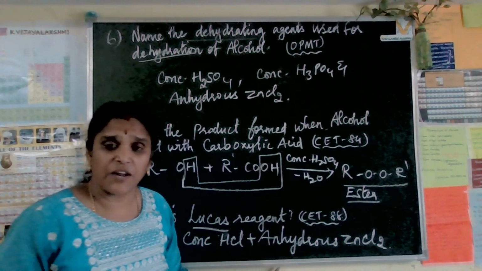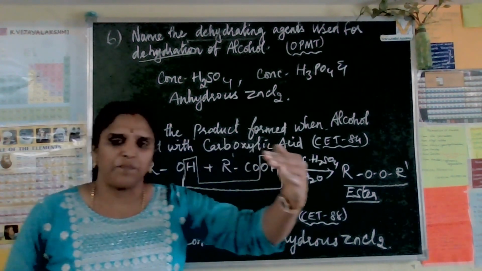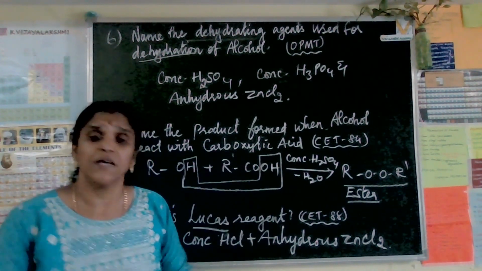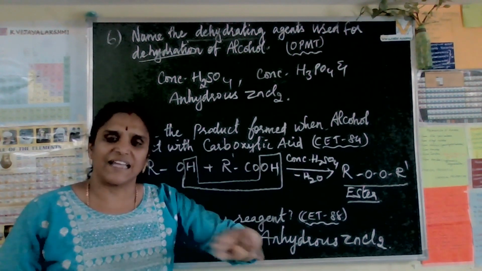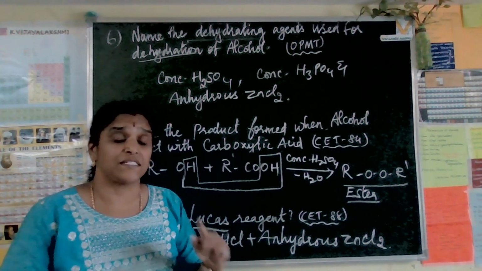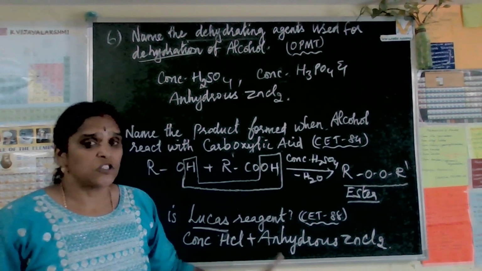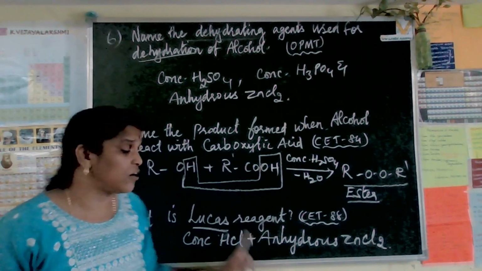What purpose are we using it for? To identify whether the alcohol is primary, secondary or tertiary. In our last session, I think we have gone through this. Tertiary alcohol gives immediate turbidity, secondary alcohol after 5 minutes, and primary alcohol gives turbidity only after heating. In that way you can classify and identify the alcohol being used.